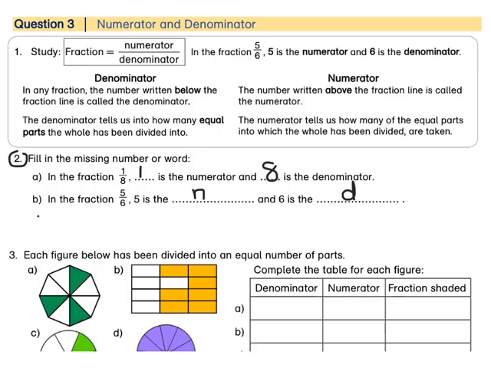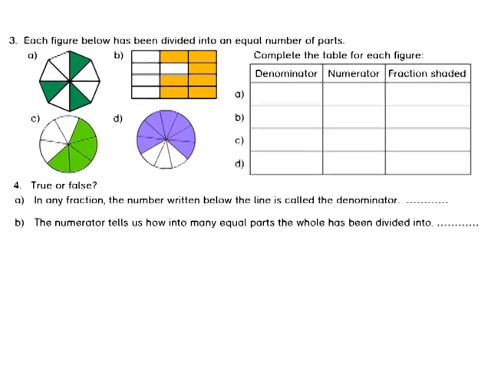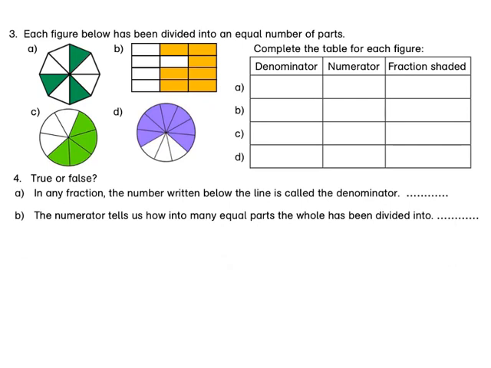Let's look at 3. Each figure below has been divided into an equal number of parts. Complete the table for each figure. So for this figure here, we have 4 parts at the top and 4 at the bottom, so we have 8 equal parts in total. That means that we are working with eighths. So, automatically, if we are working with eighths, you must think the denominator is 8. 3 of the equal parts have been shaded, so our numerator is 3. So our fraction shaded is 3/8. 3 is our numerator and 8 is our denominator.